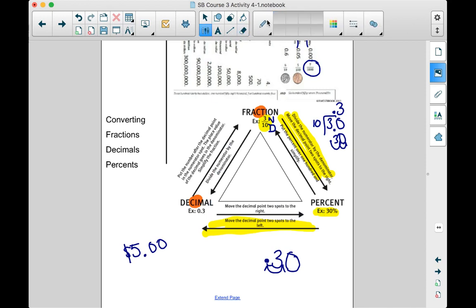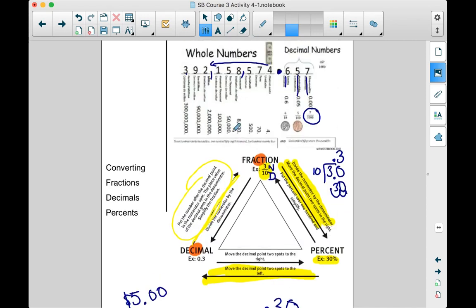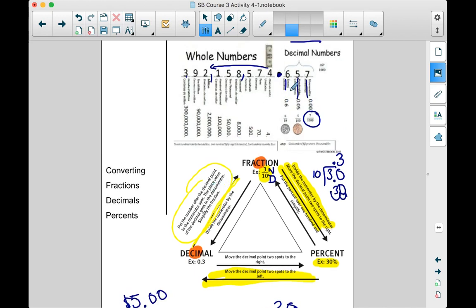So now I'm going to go from a decimal to a fraction. So once again, I'm following that arrow right on up, and I'm going to read this. So this says, put the number after the decimal point in the numerator spot. The place value of the decimal goes in the denominator. Simplify the fraction. All right, so this is where our previous learning kind of comes into play. So this is where this chart comes into play.